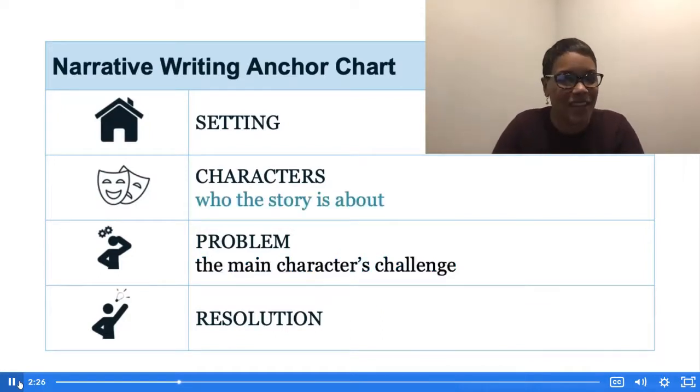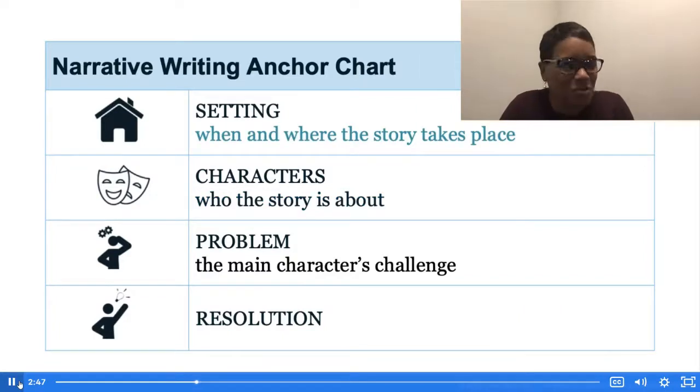Did you point to the characters? Because characters are who the story is about. Are you ready for the next one? Point to the story element that tells when and where the story takes place. Did you point to the setting? I bet you did, because the setting is when and where the story takes place.